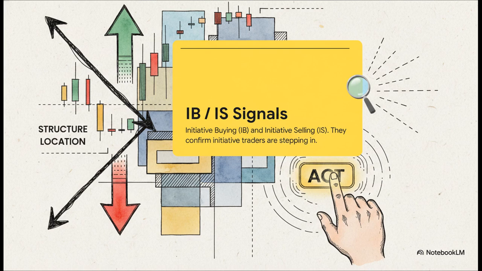This is all about confirmation, and it comes from what are called IB or IS signals. That's initiative buying or initiative selling. So what does initiative mean here? Well, think of these as the traders who aren't waiting around for a discount. They are jumping in and aggressively buying or selling right now because they want to take control. When one of these signals pops up right at our structure location, that's the market basically giving us a thumbs up, confirming our theory. That's our cue to pay very close attention.